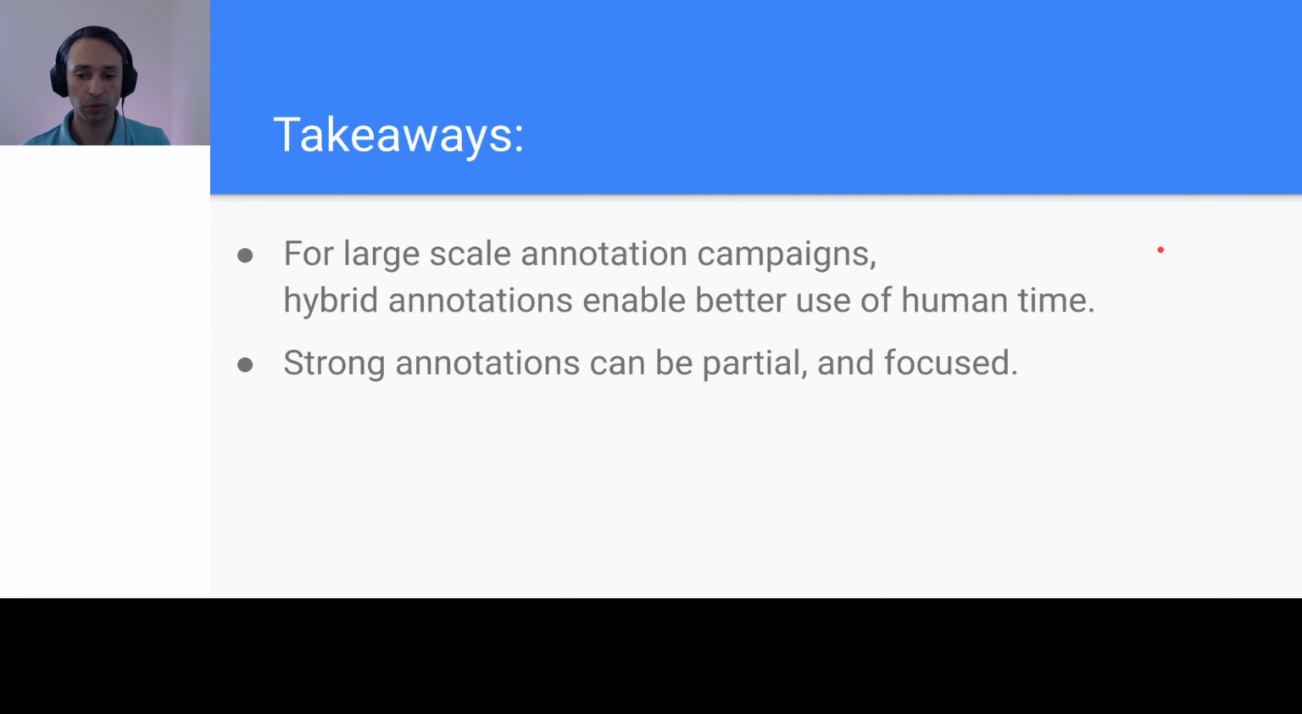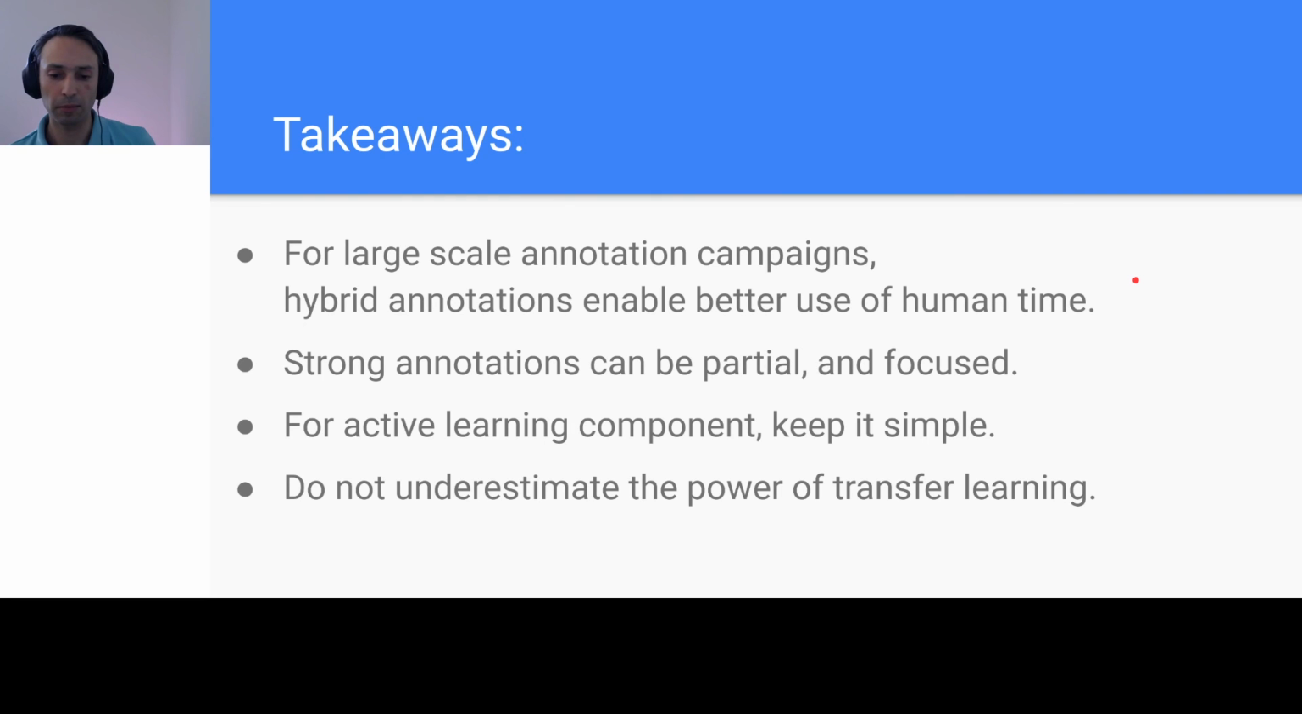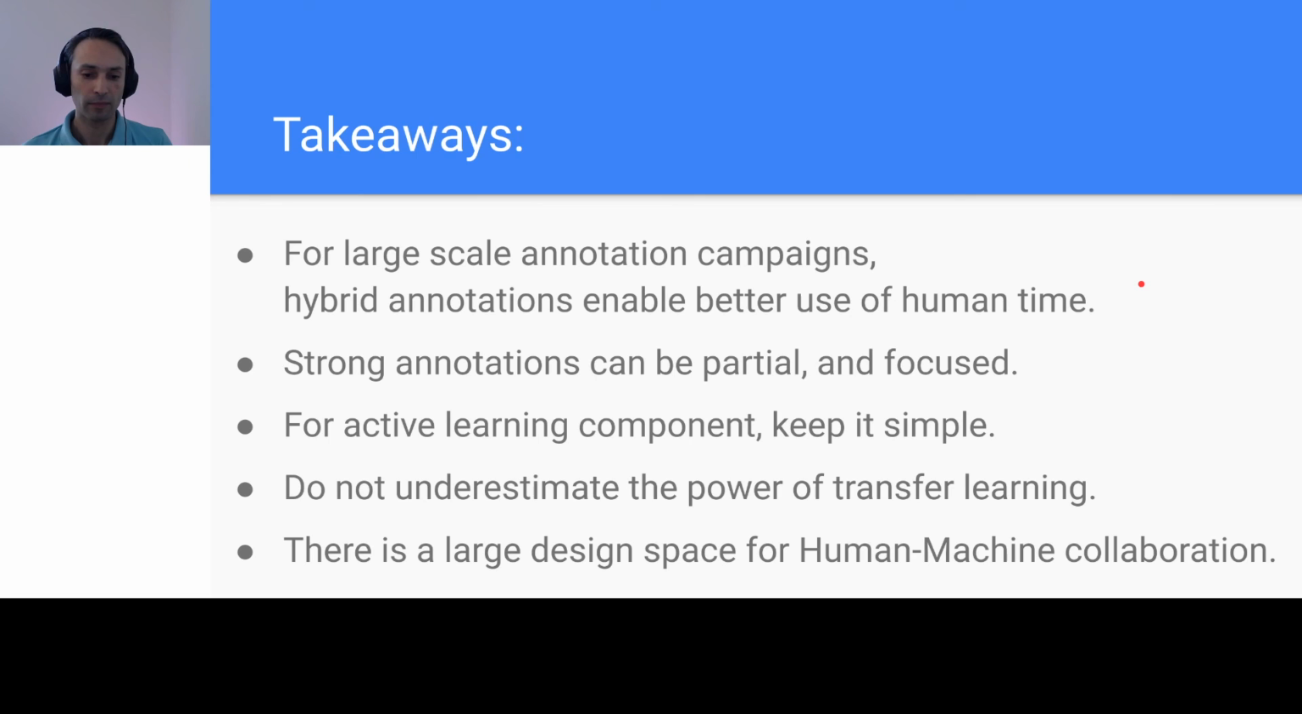If you're going to have an active learning component, please do keep it simple and be aware that some of the fancier methods might be underperforming in practice. And let me restate how effective transfer learning is in practice. Do not underestimate the effect of just throwing in more data, even if it's not directly related to the problem. And finally, you might have seen from this presentation that there is a large design space of human-machine collaboration when it comes to learning a model. I think there's quite a lot more to be done in this area, and I invite you to explore it too.